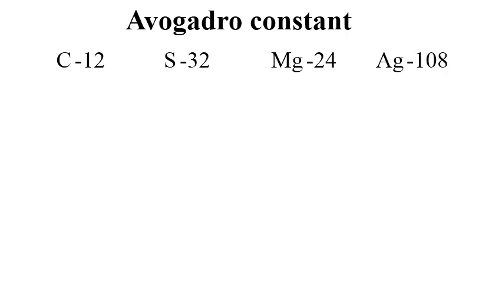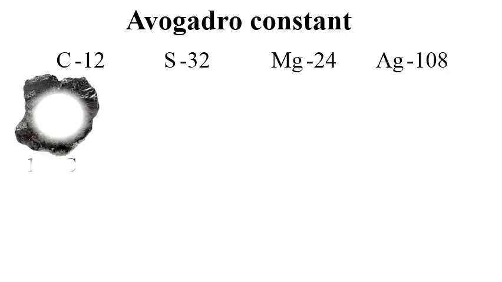If you can remember things learnt in previous lesson, start answering with me. The relative atomic mass of carbon is 12. Relative atomic mass of sulfur is 32. Relative atomic mass of magnesium is 24. Great. Similarly, relative atomic mass of silver is 108.